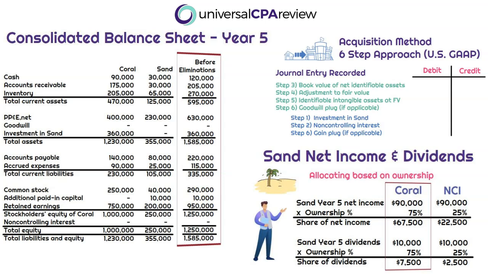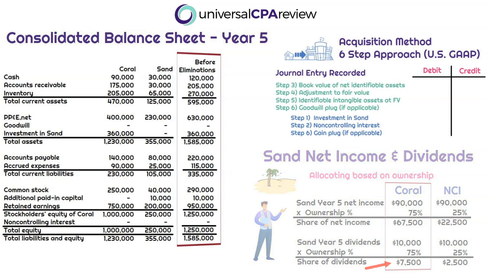So as you can see in this visual here, on the top, we're going to allocate net income, right? So Sand year 5 net income was $90,000. So for Coral's ownership of 75%, that means their share of net income was $67,500. And then for dividends, well, it's 10,000 times 75%, and that means their share of dividends was $7,500.